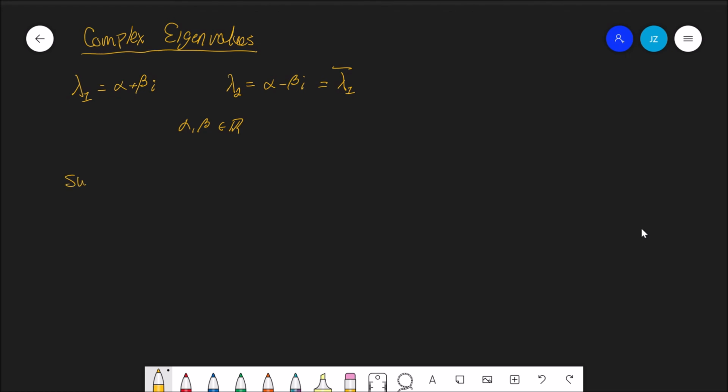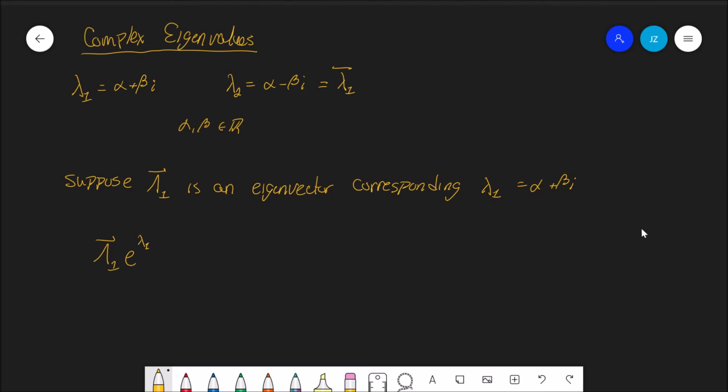Now, suppose lambda 1 is an eigenvector that corresponds to lambda 1, which is of course alpha plus beta I. Then it would make sense that we'd have two solution vectors. Lambda 1 e to the lambda 1 t, and the complex conjugate of lambda 1 e to the complex conjugate of lambda 1 t.